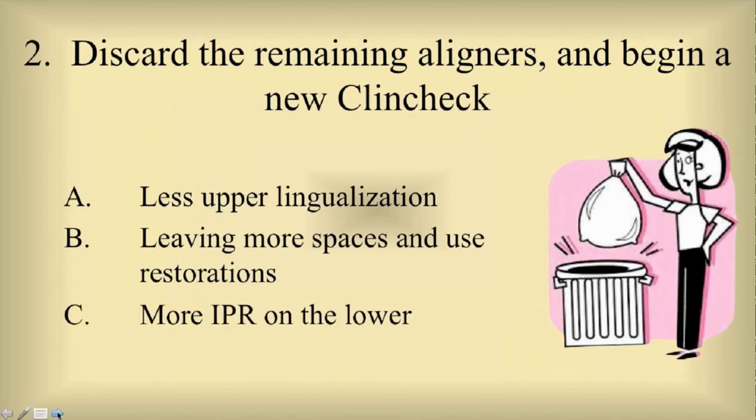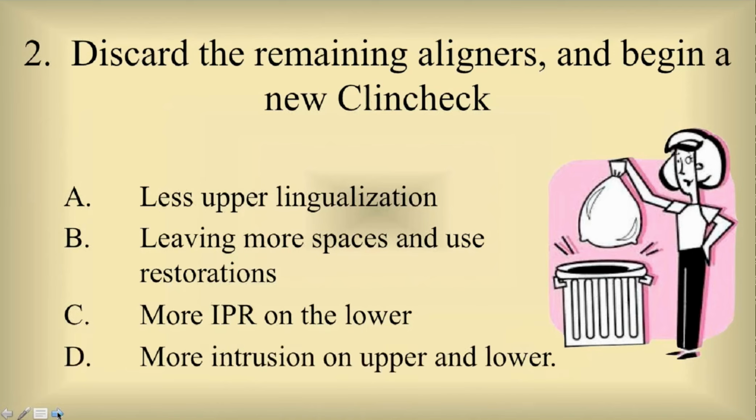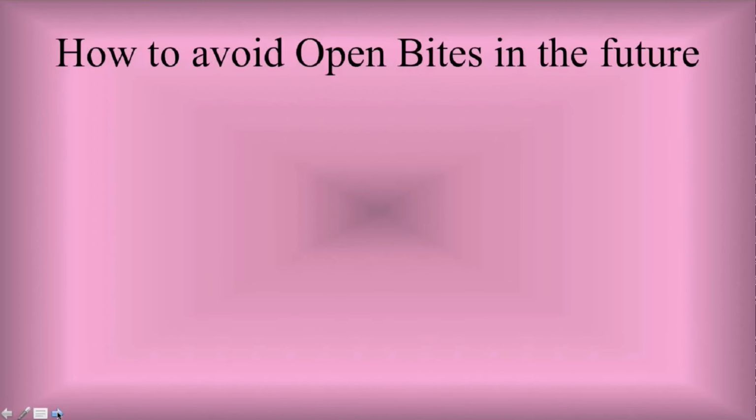Okay, then you might do more IPR on the lower. You weren't anticipating doing that, but you have more crowding on the lower, so you might build in more IPR into the lower, or you might include more intrusion on the upper and the lower. Now, that's the solution to get back out of the mess, and it depends on how significant it is, how long you've waited. But in any case, those are the 5 steps to get back on track.